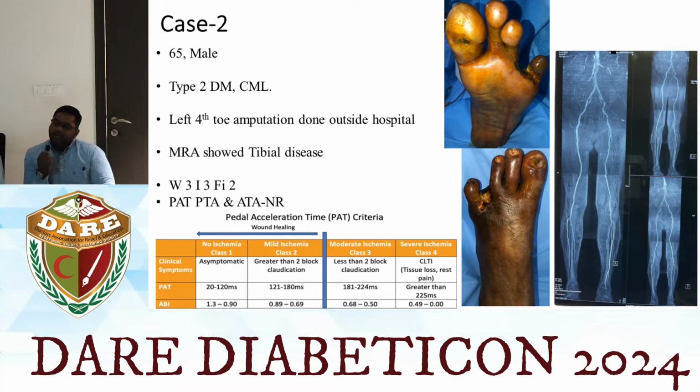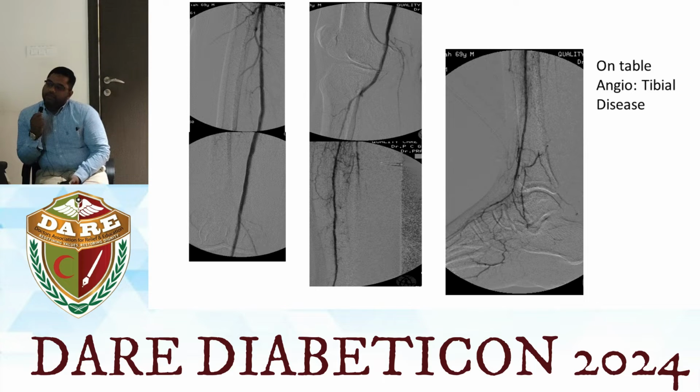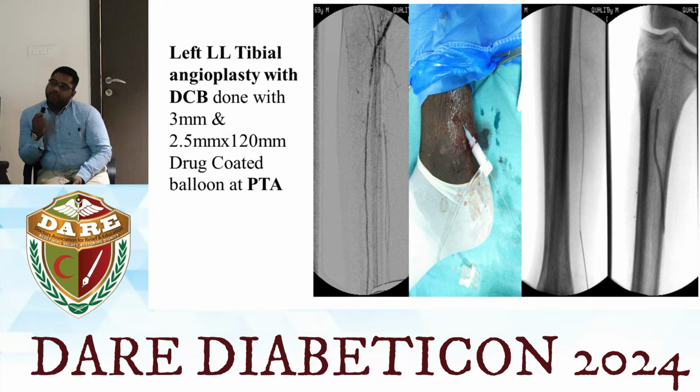White staging and PAT was done. It showed a below tibial disease of TP trunk and tibial vessels. So, on the angiogram, we took a femoral axis, the CFA axis, and the angiogram showed the SFA, the superficial femoral artery, was okay, the SFA was good. The popliteal was also fine. Behind the popliteal was fine, and then below, the tibials were the cause of the disease.